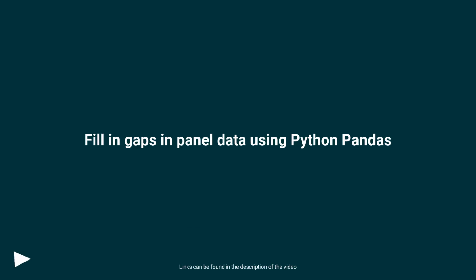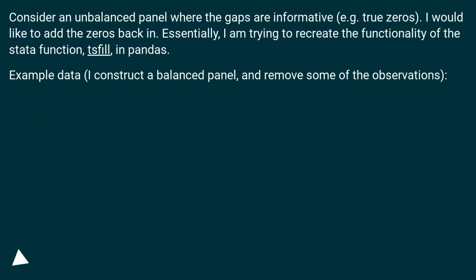Fill in gaps in panel data using Python Pandas. Consider an unbalanced panel where the gaps are informative, for example true zeros. I would like to add the zeros back in. Essentially, I am trying to recreate the functionality of the Stata function, fill, in Pandas.